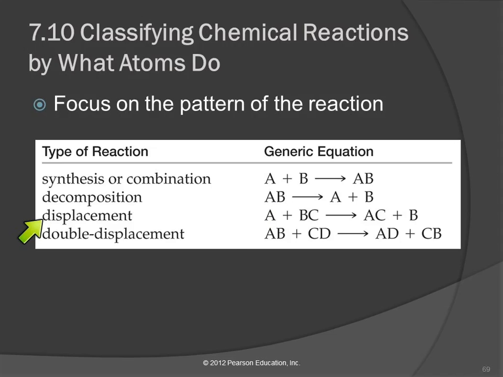Displacement is sometimes called single displacement. Here we've got a guy going to the prom by himself. He's going stag. And then there's this couple that went to the prom. And somehow during the prom, the guy who came by himself ends up with B's girl. And B has to go home by himself. He got replaced. A single ion got replaced.